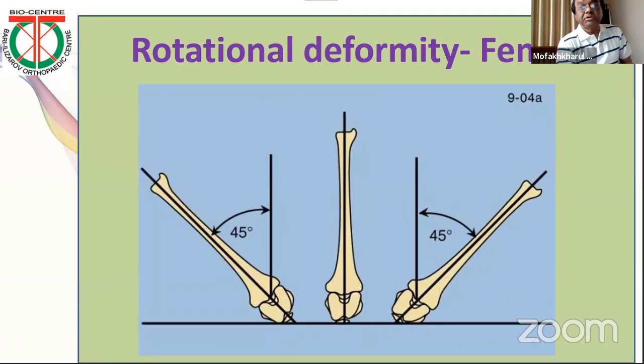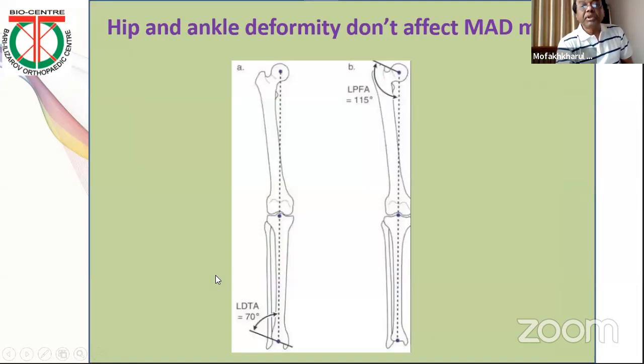Now let us see the rotational deformity of the femur. See, rotated 45 degrees. This is also 45 degrees. Now, if you see your problem in the hip angle, it doesn't affect the mechanical axis. Look at this, your problem is here. LPFA 115 degrees. Here is LDTA 90 degrees. This is 90. It must be 90. Here is 70, so a 20 degree problem. Here is 90, 115 degrees, a 25 degree problem.